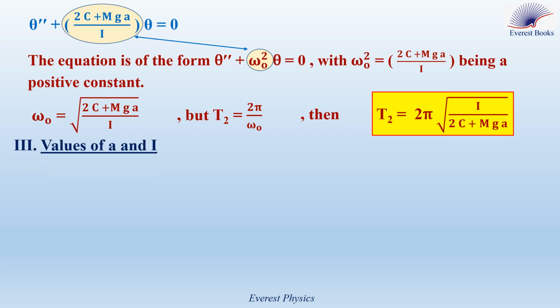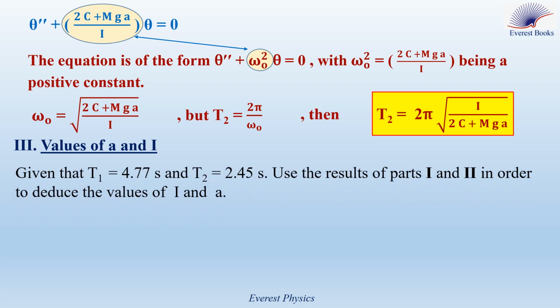Part 3. Values of A and I. Given that T1 is equal to 4.77 seconds and T2 is equal to 2.45 seconds, use the results of parts 1 and 2 in order to deduce the values of I and A. Using the result of part 1, T1 is equal to 2 pi the square root of I over mga. Squaring both sides, then T1 squared is equal to 4 pi squared I over mga.